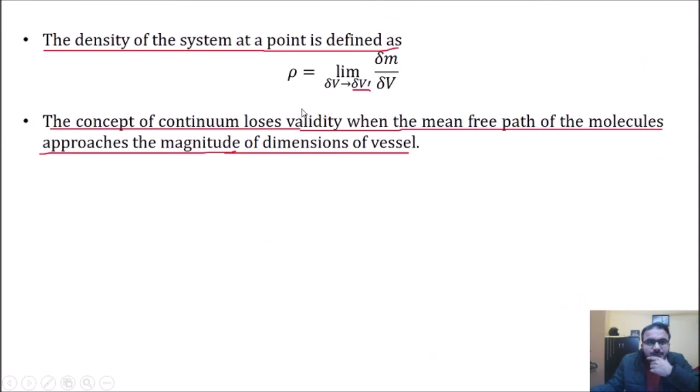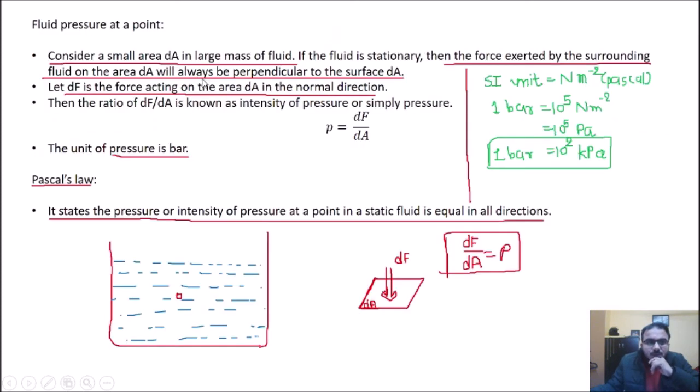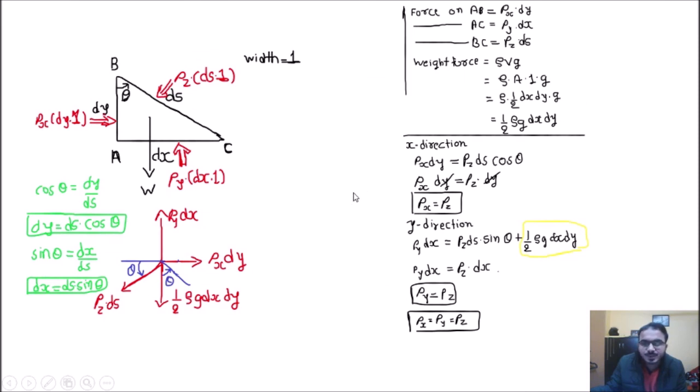So this is the formula for density of system at a point. Now this is the formula for pressure, that is P is equal to force upon area. The units are Newton per meter squared or Pascal, and bar. The next theory was Pascal's law, which states that the intensity of pressure at a point remains the same in all directions. So here we took a small triangular element and analyzed all the forces present, and we proved that Px is equal to Py is equal to Pz.